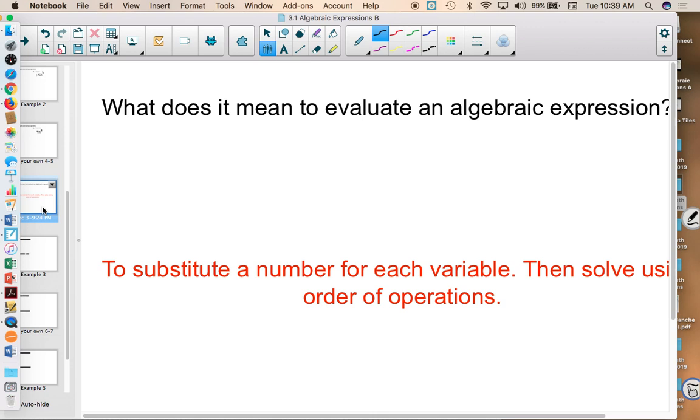I don't think you have this one on yours. Oh, because I had to print it later. Okay, so what does it mean to evaluate an algebraic expression? It means you're just going to substitute whatever they say that variable is worth. Okay? You substitute it in. And then you solve it using the order of operations. Okay?